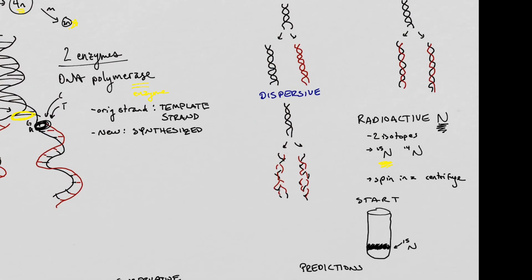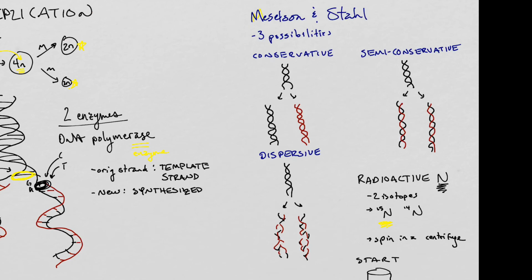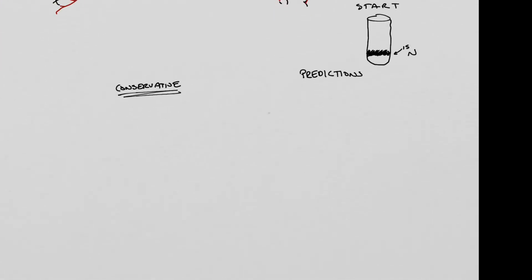So, in conservative replication, all of our DNA is nitrogen 15 at the start. And after copying once, half of our DNA will be the original old nitrogen 15 DNA, and the other half of the DNA will be new, lighter nitrogen 14 DNA. So, after the first replication, what we should see in a test tube is a bunch of our original nitrogen 15 DNA, and then a bunch of our new nitrogen 14 DNA.